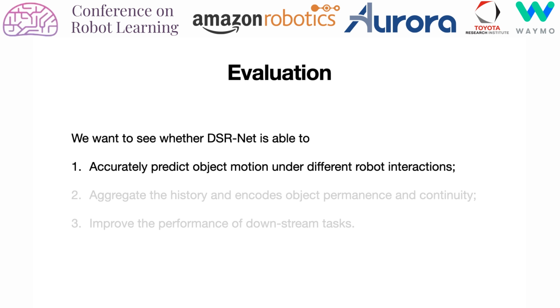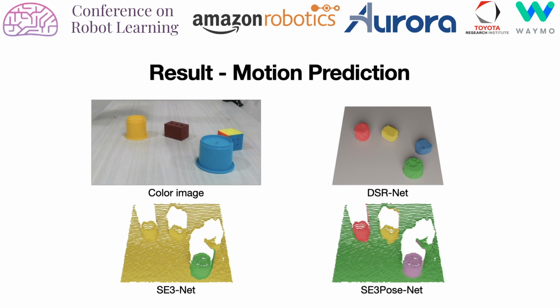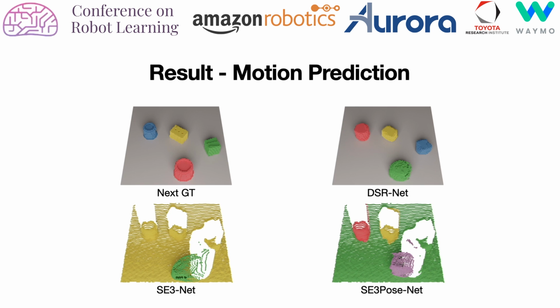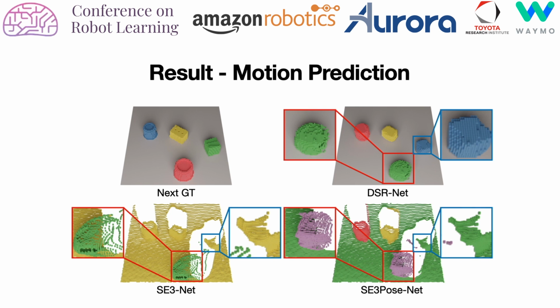First, we will evaluate the motion prediction accuracy. We compare with SE3-net and SE3 pose-net. The visualization indicates both baselines can only infer motion for visible surfaces, and SE3-net can only infer the object mask for the moving object. Here is the next state prediction after warping.